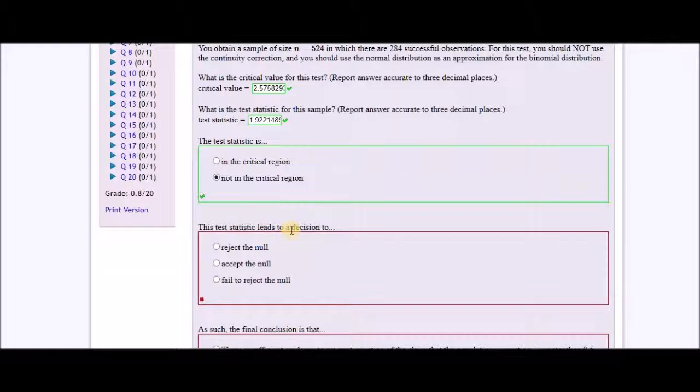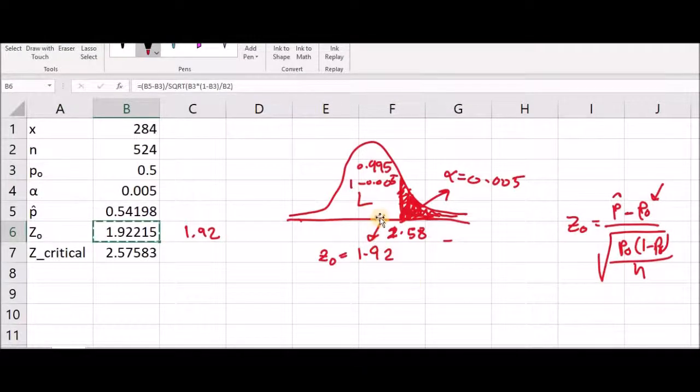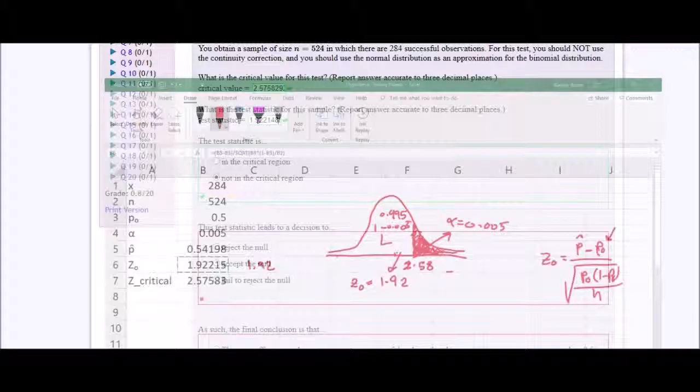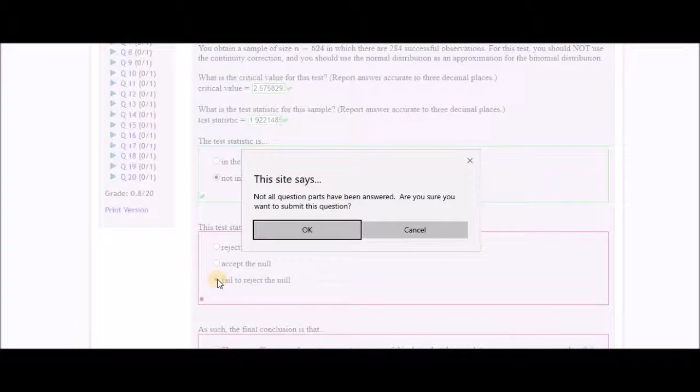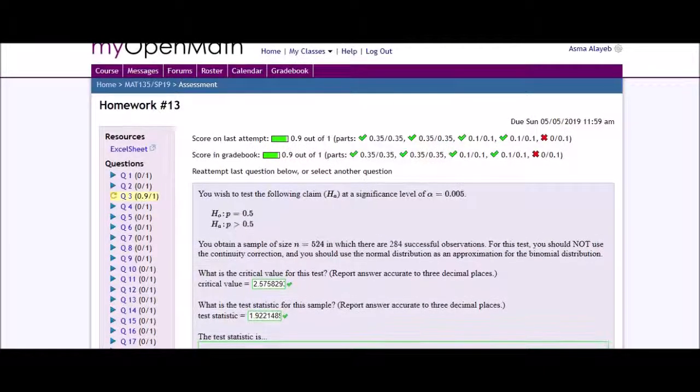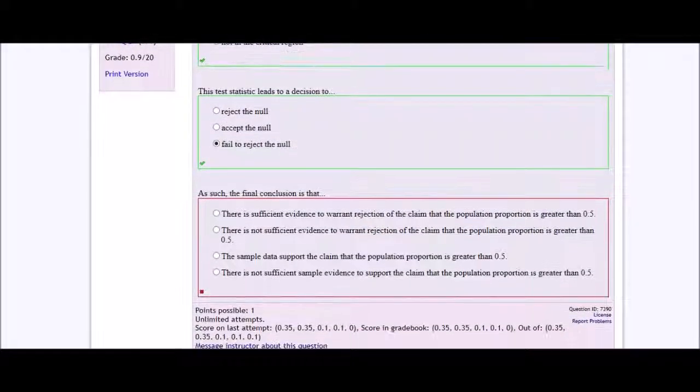And then I will proceed with the rest of the question. Based on this test statistic, do we reject the null hypothesis, or accept the null hypothesis, or fail to reject the null hypothesis? We never accept the null hypothesis, so that is eliminated from the beginning. And looking at here, the test statistic is outside of the critical region, or I call it the rejection region. And since it's outside of that, I'm not going to reject the null hypothesis. So the right decision is to fail to reject the null hypothesis.